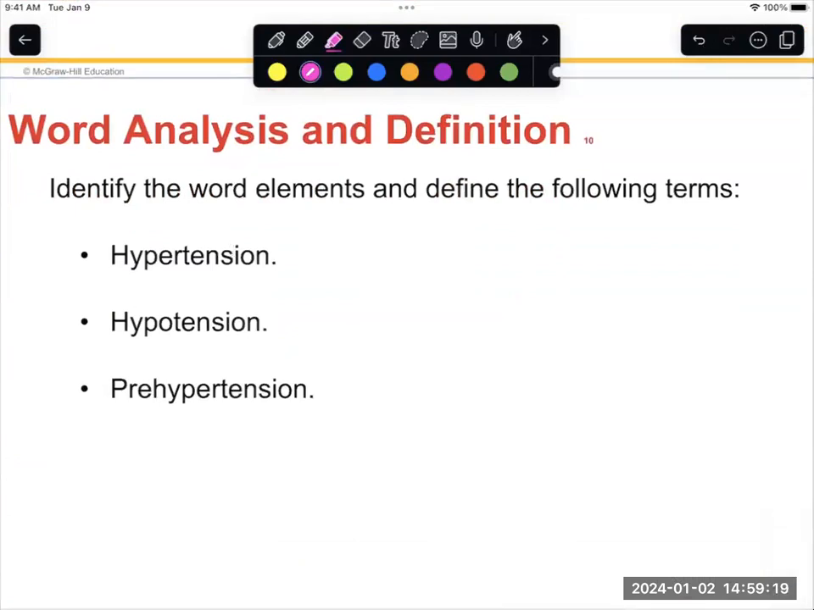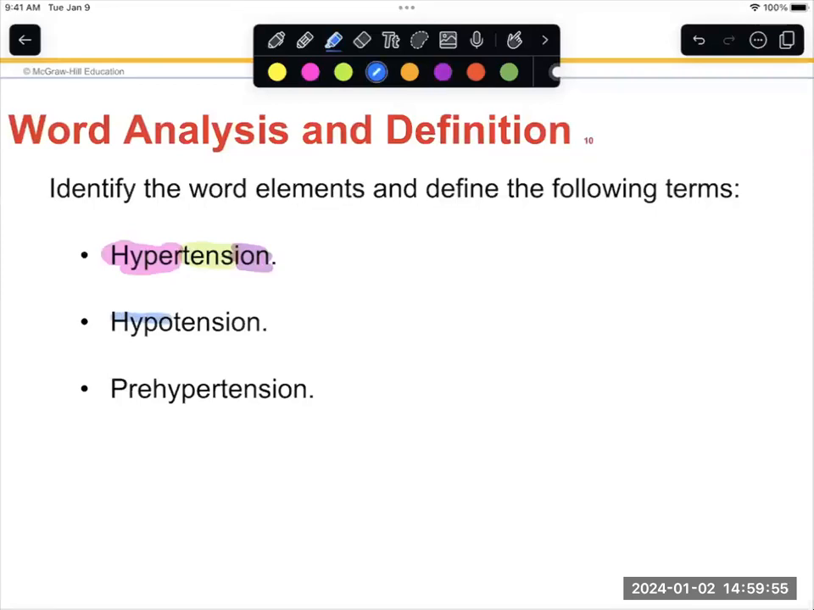Okay, let's look at some of these words here. Hyper, I had mentioned it before in another chapter, but hyper means excessive or high blood pressure. Tens means pressure. And that ion means a condition or action.